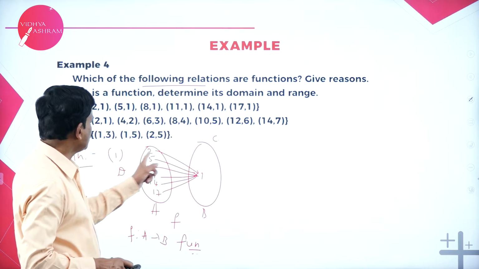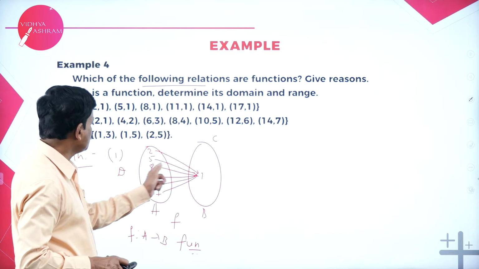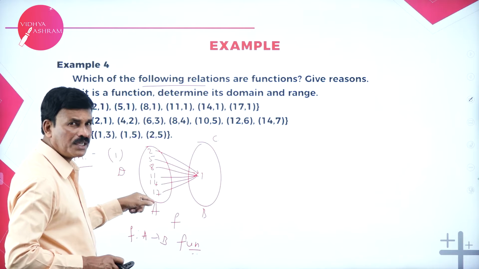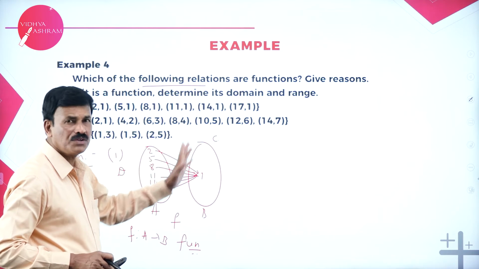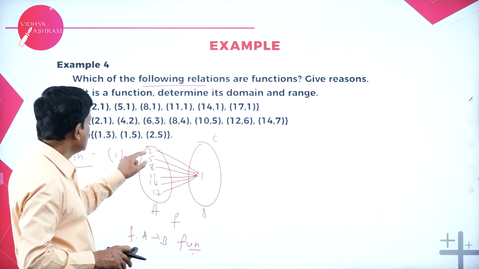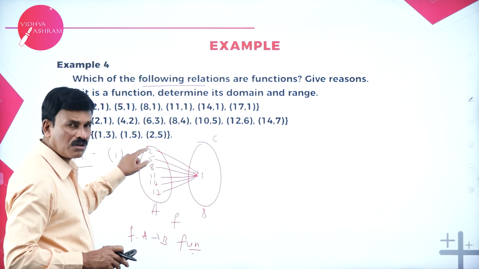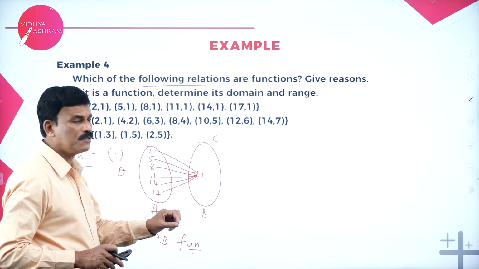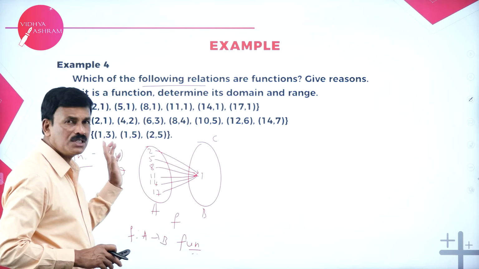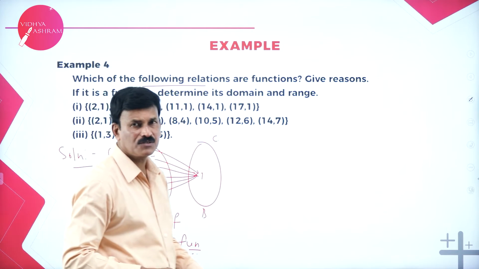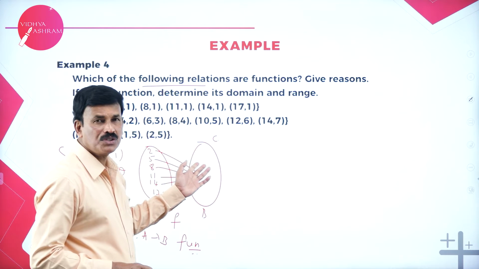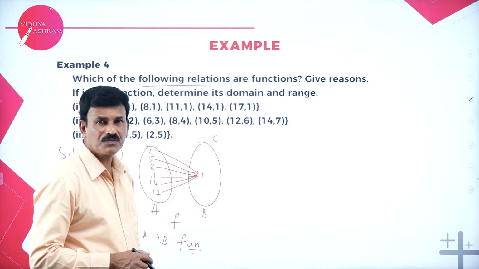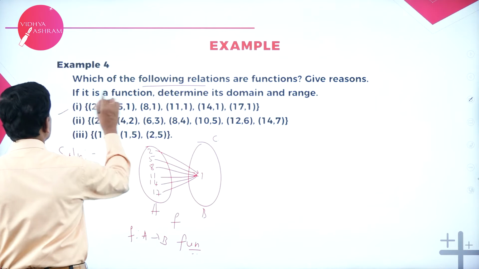See, 2 to 1, 5 to 1, 8 to 1, 11 to 1, 14 to 1 and 17 to 1. So all the elements of the domain are uniquely associated with the codomain. That means each and every element of A is associated with a unique element of the set B. Every element of the domain is uniquely related with the element of the codomain. Therefore this is a function. So the first one is a function.